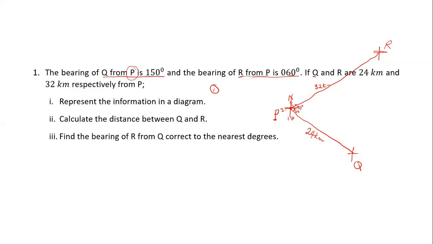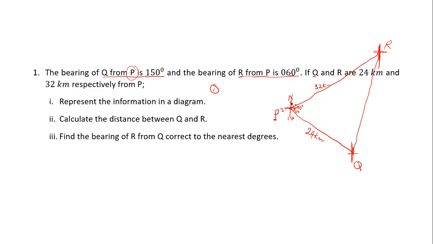So let me quickly conclude this one so that we call it a day from here. We have been able to represent the information in the diagram. Then they say calculate the distance between Q and R. So it means we want to join this place. When you are joining, you join like this. Don't mind my diagram. You can see it will join like this. So this is what they want us to find.